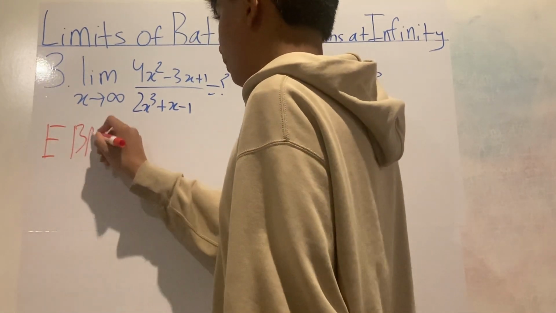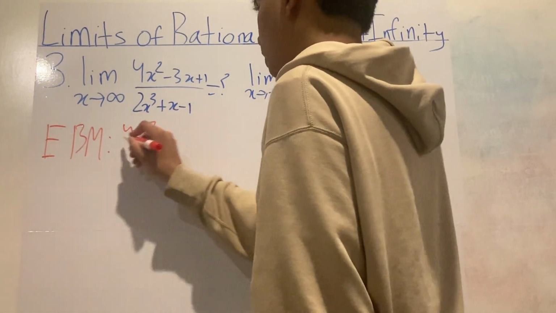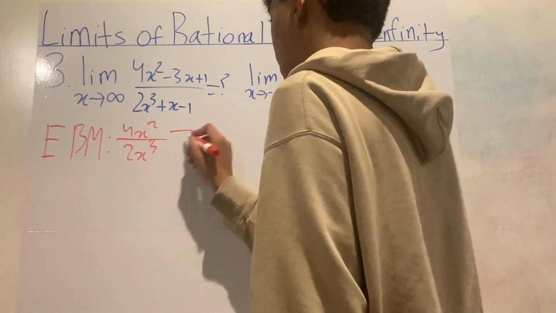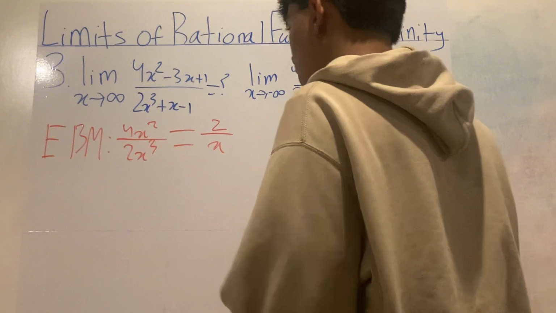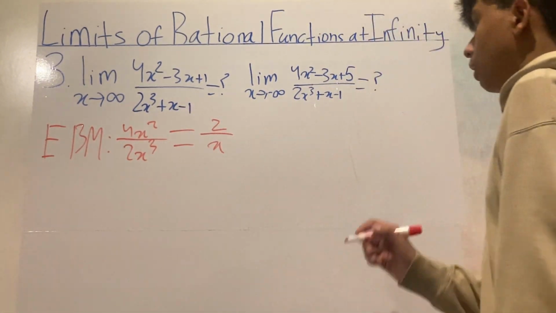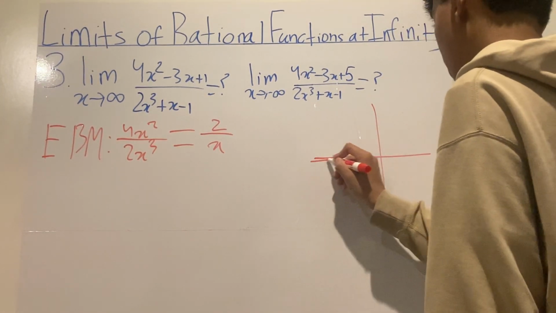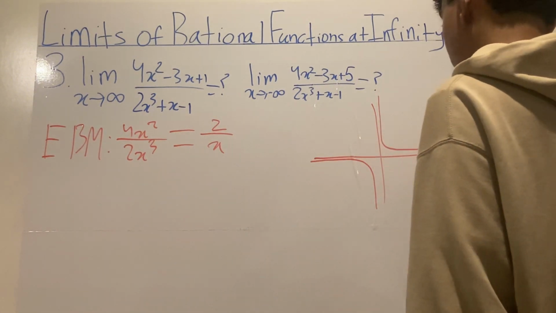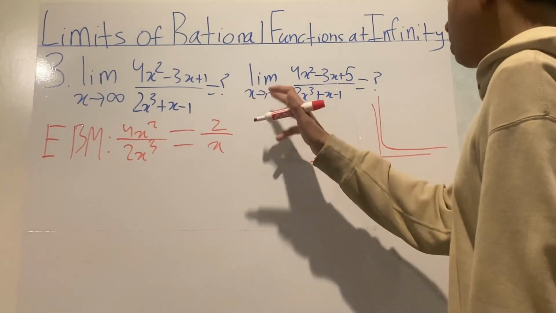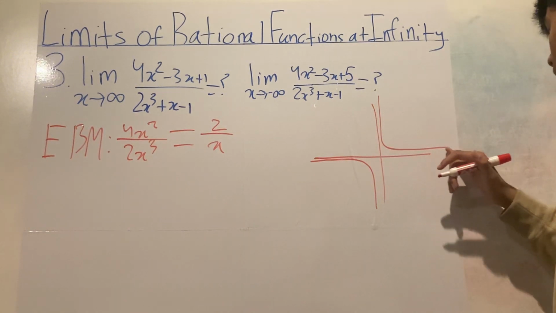When we take the highest degree term of the numerator, we have 4x squared, and divide it by the highest degree term of the denominator, we have 2x cubed. And this is just going to turn out to be 2 over x, because this x gets canceled out, and 4 over 2 is 2 on the top. So if we graph this out, this is going to be somewhat around like this, and a horizontal asymptote at y equals 0. So as you can see, when x approaches negative infinity, it gets super close to 0, and when x approaches infinity, it also gets super close to 0.